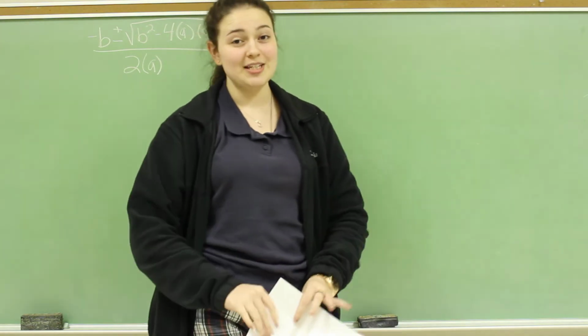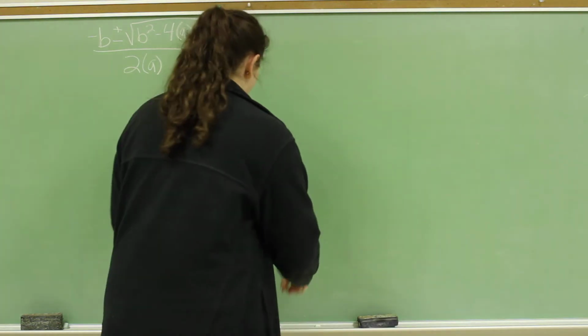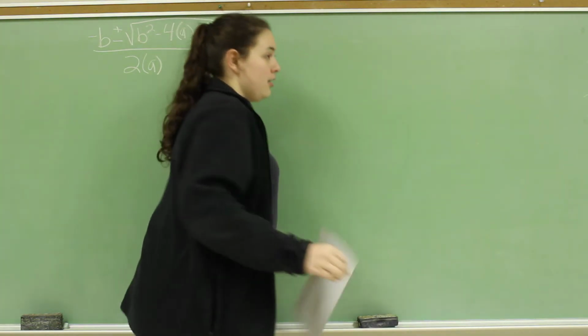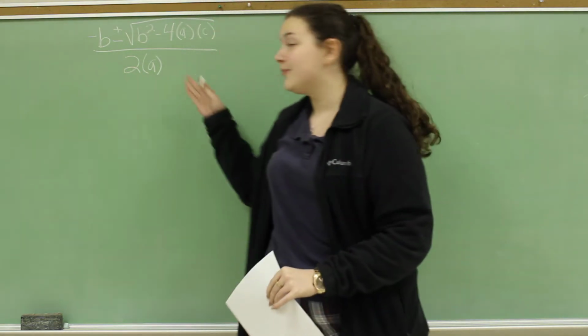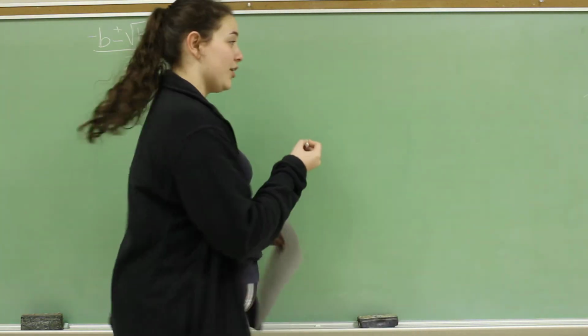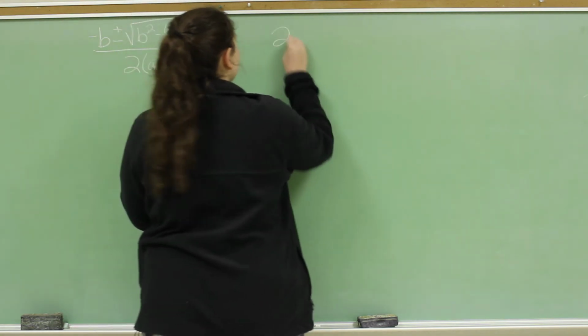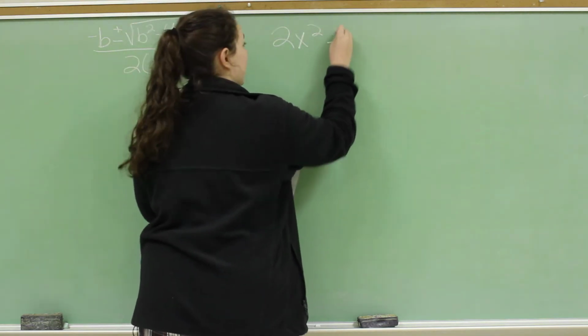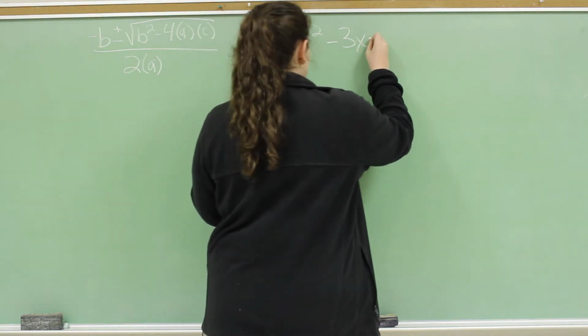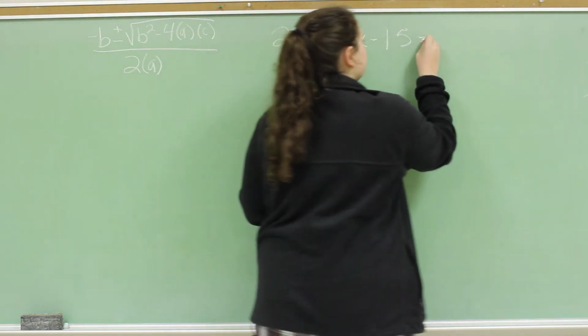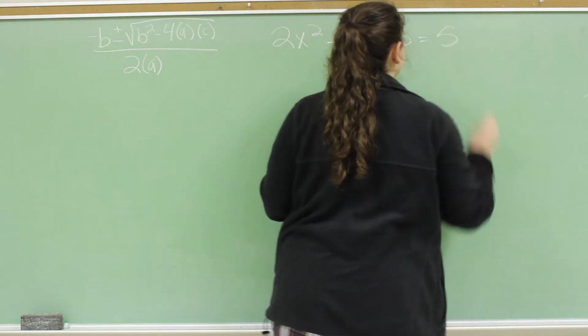Alex Sino. I'm going to be teaching you today how to use the quadratic formula on a quadratic equation. So first, we're going to start off with 2x squared minus 3x minus 15 equals 5.